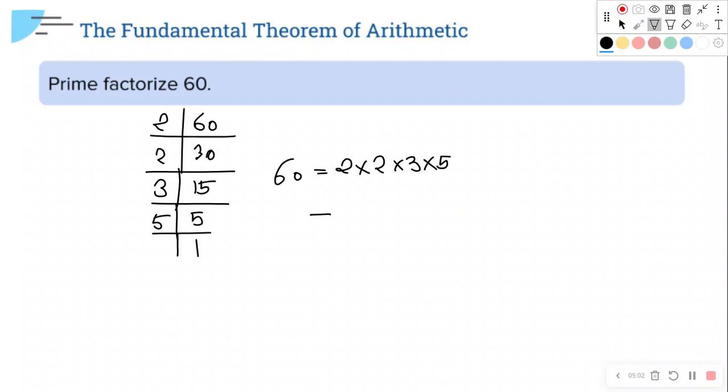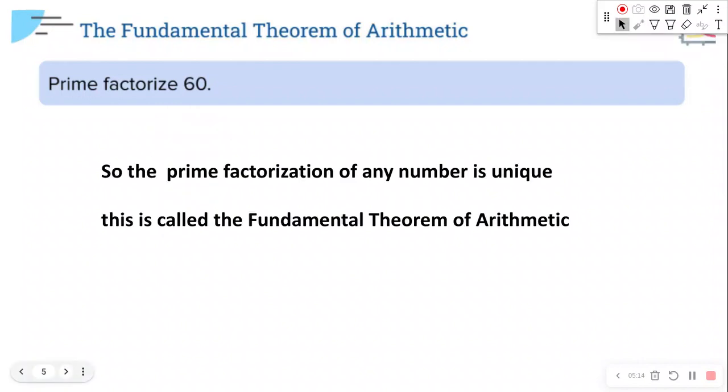As you're in 10th grade, it is important to write it as 2 square into 3 into 5. Makes no change. Just the same thing. That is how you do the prime factorization of any number. So the prime factorization of any number is unique, isn't it? All numbers have a unique prime factorization. No other number will have the same. 60 is 2 into 2 into 3 into 5. That will always give you 60. No other number will have that, correct? So this is nothing but the fundamental theorem of arithmetic.